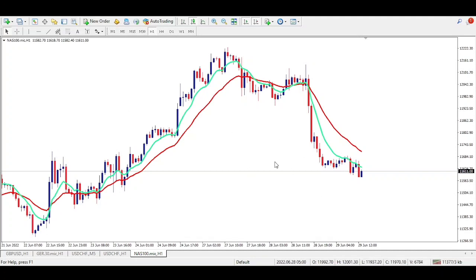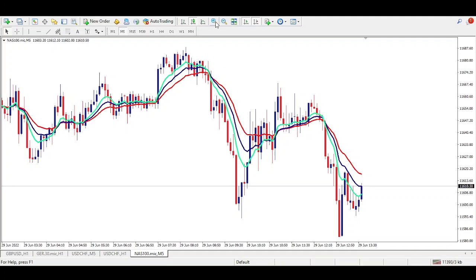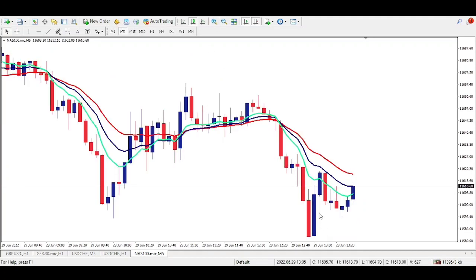So let's start with the H1 chart, okay? You're going to need to have the 8 exponential moving average, which you're going to make green, and then you're going to need the 21 moving average, which you're going to make red, okay? And then if we go down to the 5-minute chart, we're going to need to add another moving average, okay? We're going to need the 13 exponential moving average here. So on the 5-minute, we're going to need the 8, the 13, and then the 21, okay?